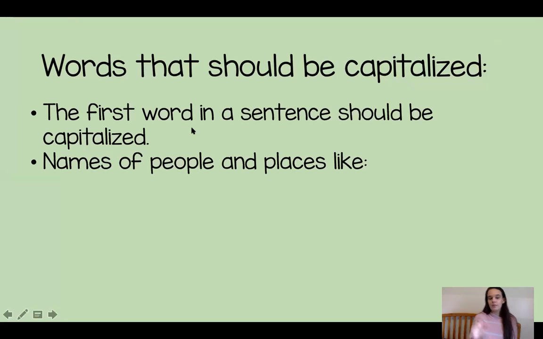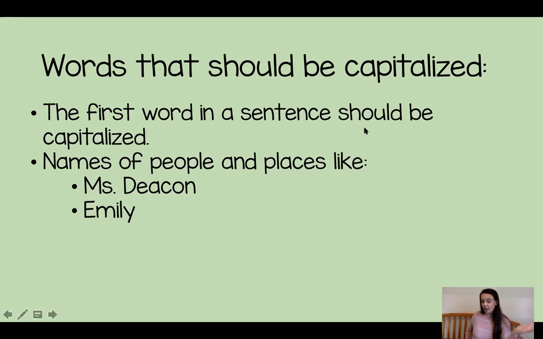The other thing we want to focus on today are the names of people and places, like Miss Deacon. My name would be capitalized just like your name would be capitalized if you wrote it or if you typed it. So when you're talking about Miss Deacon, there's two capitals because Miss and Deacon are both going to be capital. They're both part of my name. Your first name and your last name will be capitalized if you write those. The first letter of each will be capital. Another name, Emily, right? That's just Emily's first name, Miss Deacon's cute little daughter. So her E is capital, but the rest of her name is lowercase.